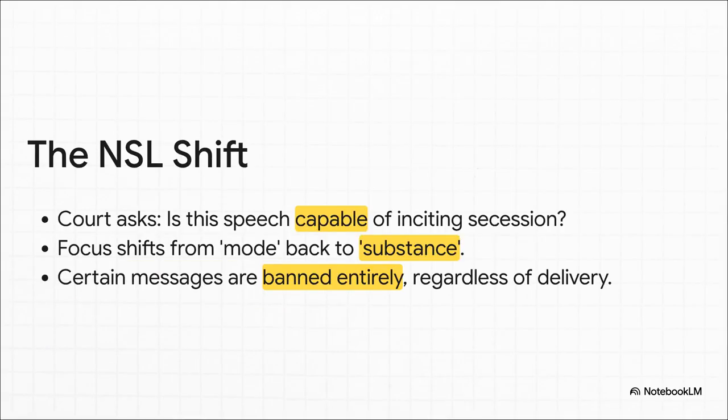So instead of a balancing test, the court's job becomes asking a more straightforward, factual question. For a charge like incitement, the question isn't, is this ban a proportional limit on speech? It's simply, were these words capable of inciting secession? All of a sudden, the focus snaps right back to the substance, the message itself. Certain ideas are just off-limits, no matter how you express them.